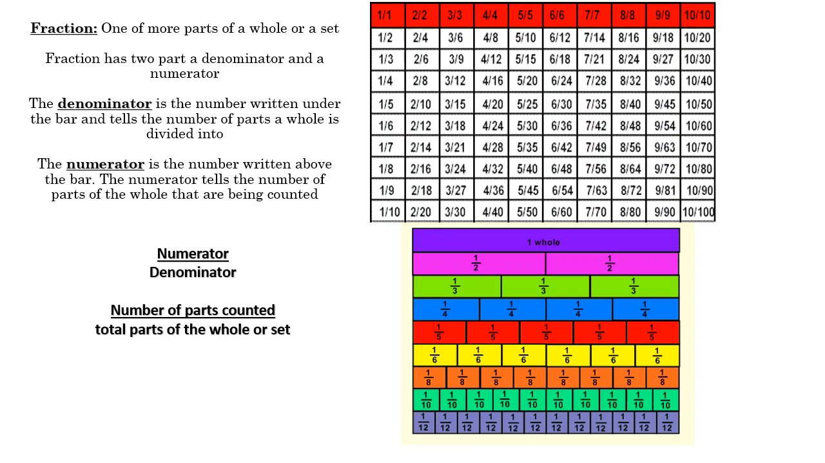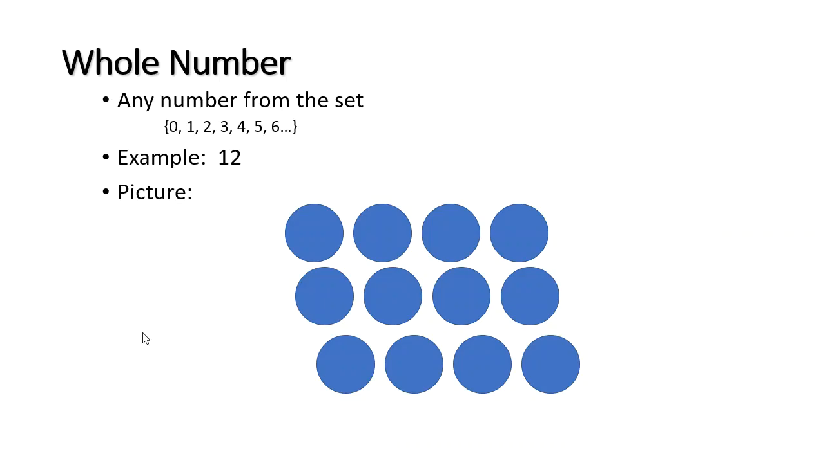So first of all, before we look at splitting something up, let's make sure we understand what a whole number is. A whole number is any number from the set 0, 1, 2, 3, 4, 5, 6, etc. And I always remember a whole number starts with the number with the hole in it. It starts at 0 and then we start counting up. So in this picture here, the whole is a circle. This one circle is representing one whole, and we have 12 of them here. So this is an example of 12.